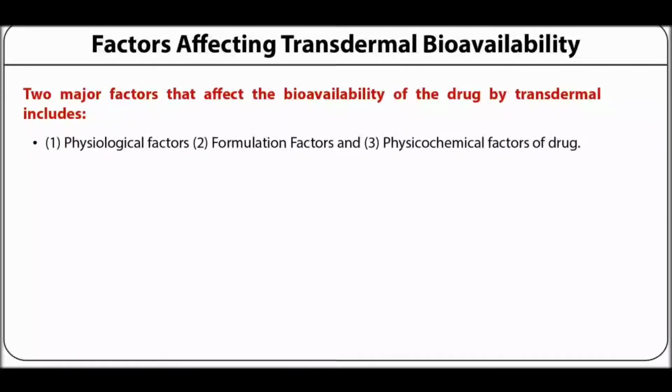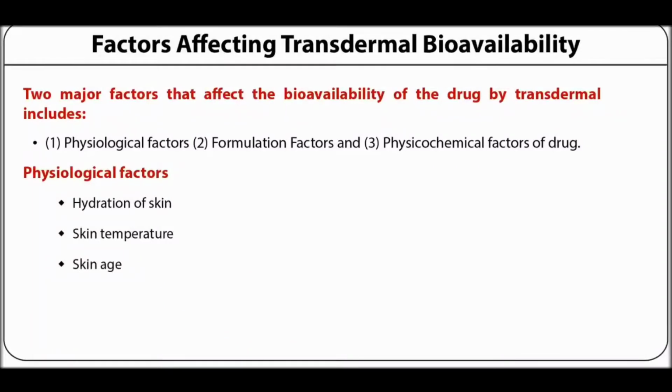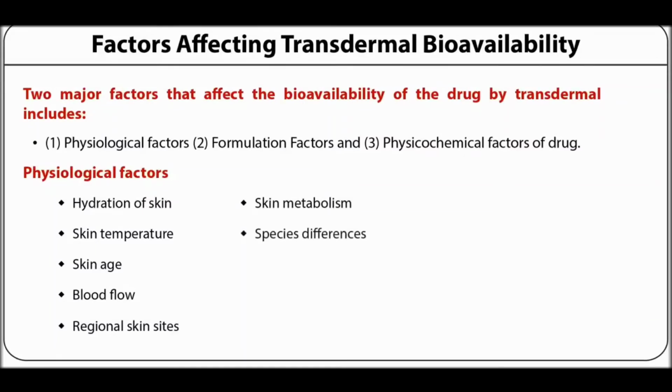The first group of factors are referred to as the physiological factors, which involve a gamut of things like the hydration of skin, the skin temperature, the age of the skin, the blood flow, the regional skin sites, the level of skin metabolism, the differences of species, the condition and pathology of the skin, and finally, the flora and enzymes of the skin. Amongst the physiological factors, the first factor is the hydration of skin.